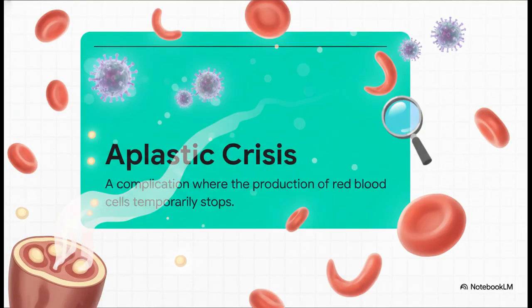Then there's the aplastic crisis. Now, this one's a different kind of problem. This isn't a plumbing issue. It's a factory issue. For some reason, often triggered by an infection, the body's factory for making red blood cells just shuts down. It temporarily stops production, leading to a sudden, severe drop in red blood cells.